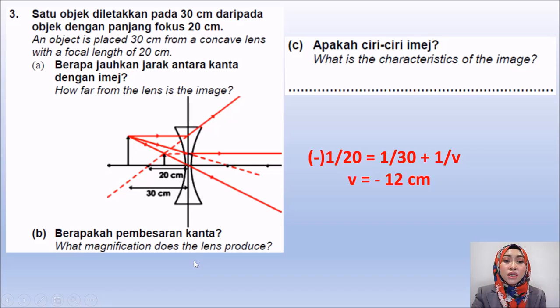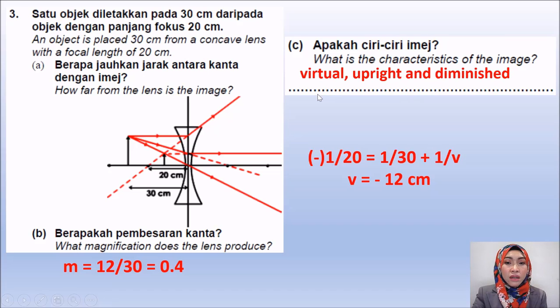What magnification does the lens produce? The lens will produce a magnification of 0.4, and the characteristics of the image formed are virtual, upright, and diminished.